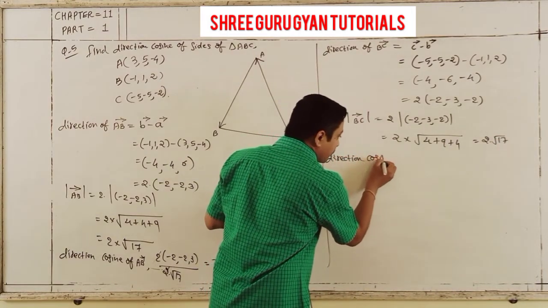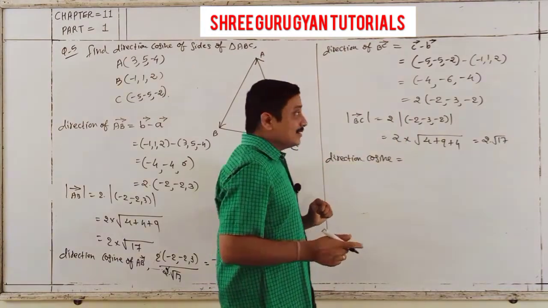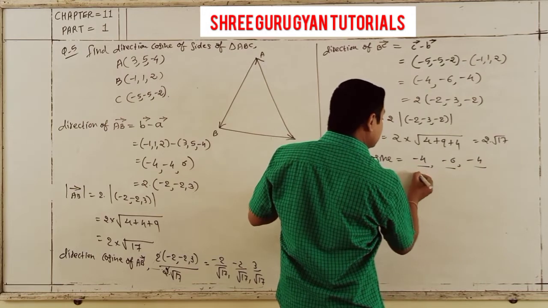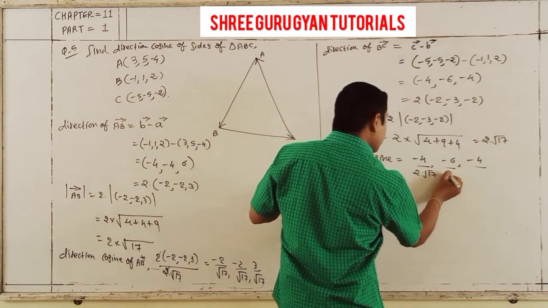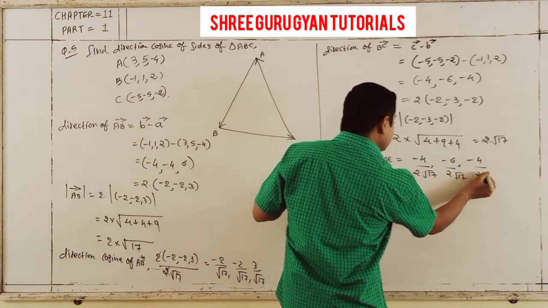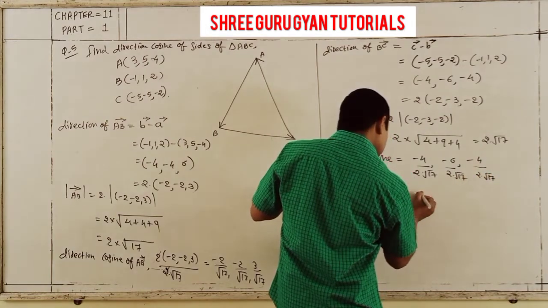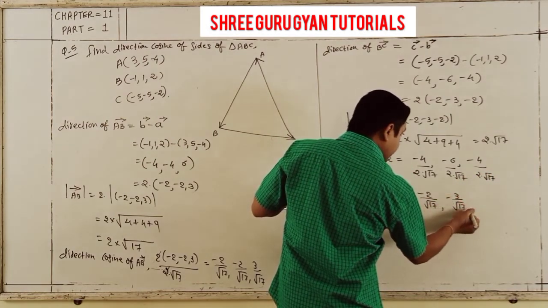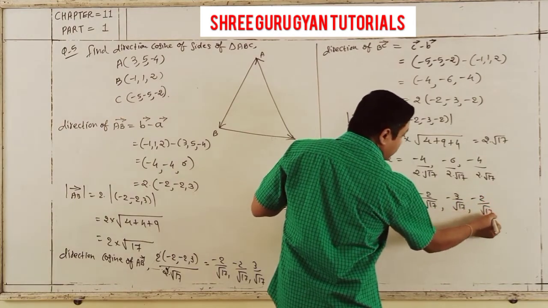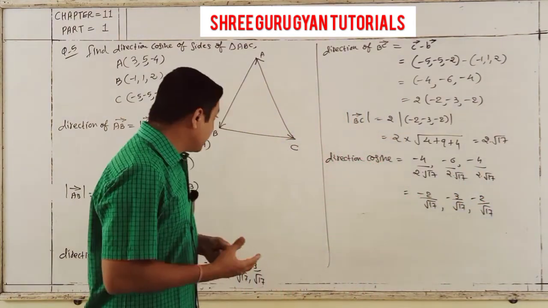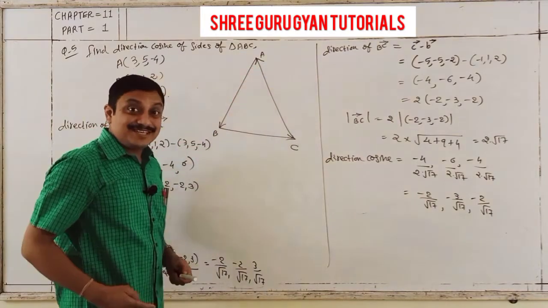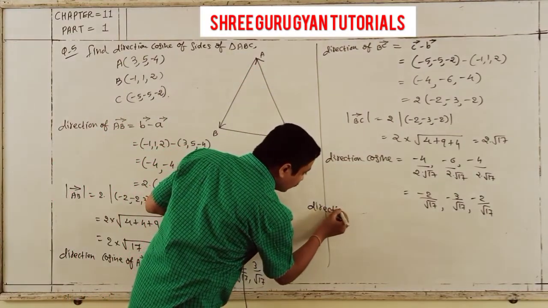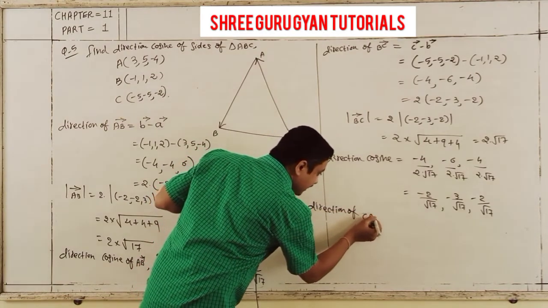So my answer is direction cosine of this side BC. So your answer minus 4, minus 6 and minus 4 divided by 2 root 17. So your answer is minus 2 by root 17, minus 3 by root 17 and minus 2 by root 17. Now third I will start to C to A. Yes, so continue. Now direction of C to A sides.